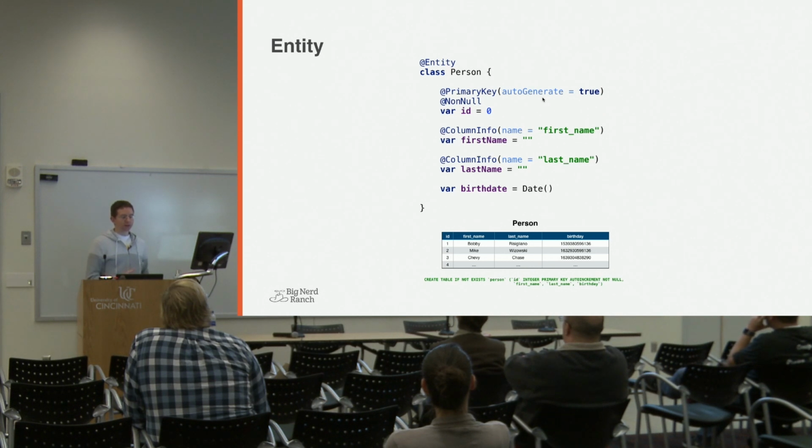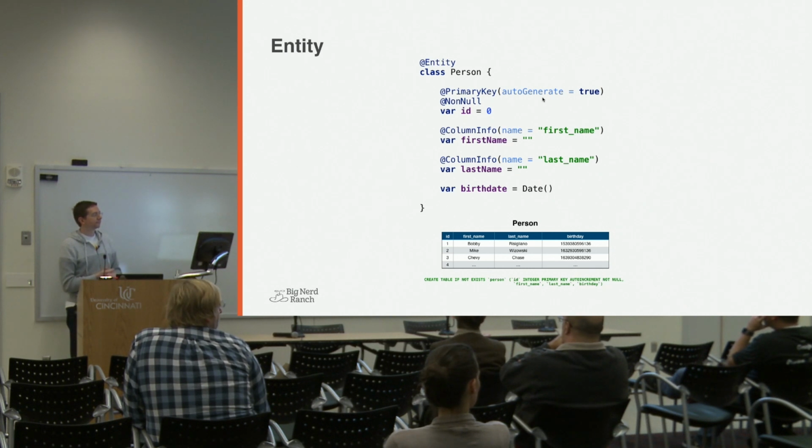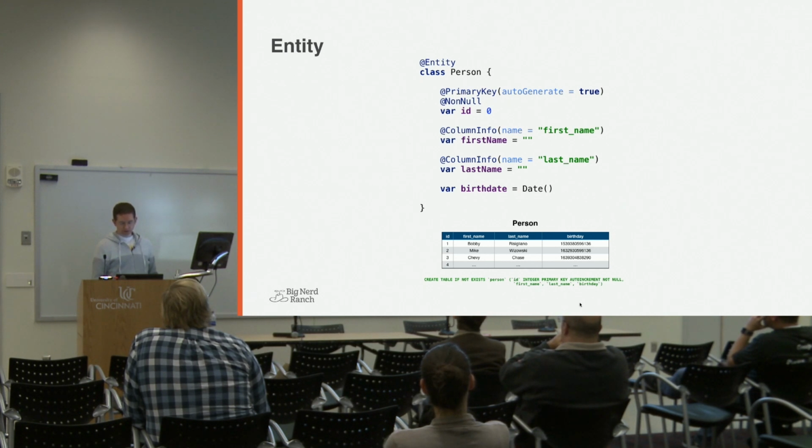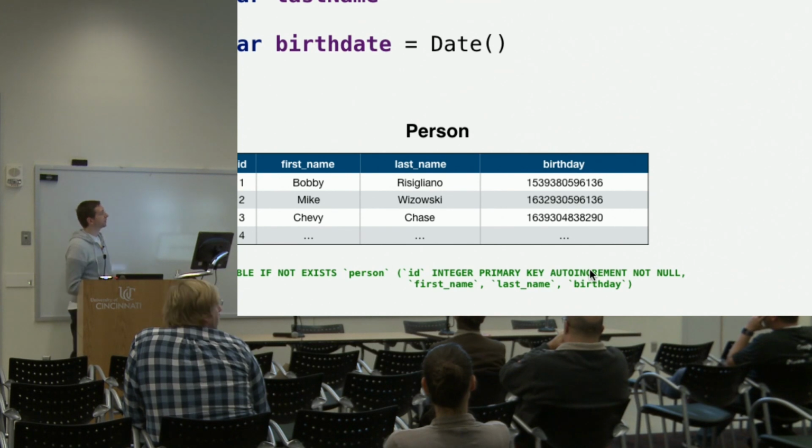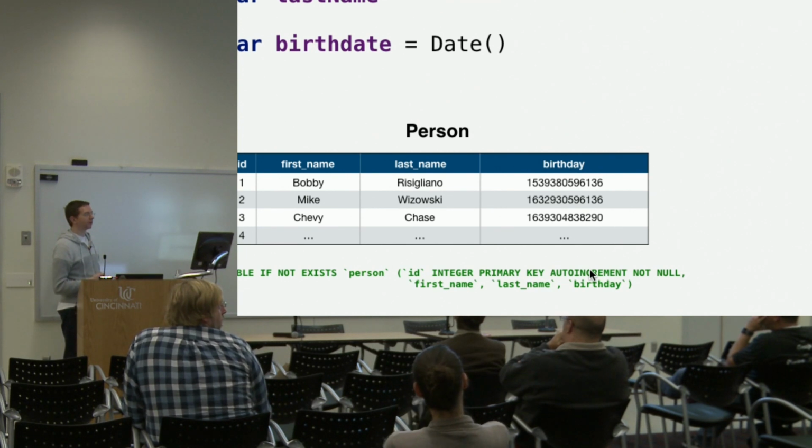Notice for the primary key, you can specify something called auto-generate. Does anybody have an idea what auto-generate does, how it generates the key? Anybody want to take a guess? That's a good guess. Yeah. Default to auto-increment? Yeah. So basically, if you supply autoGenerate equals true, it's probably a little bit hard to read there, but as part of the SQL statement, it adds that auto-increment there.